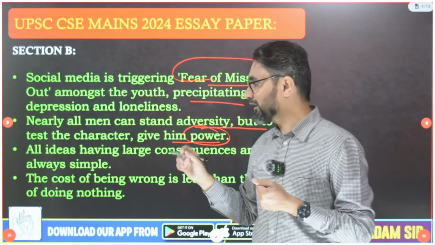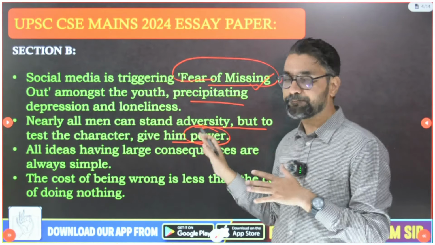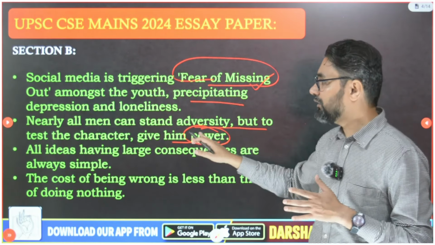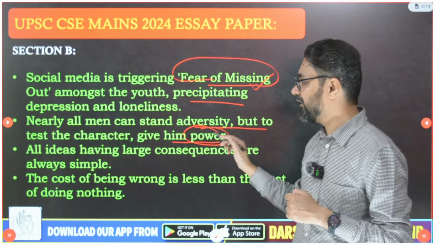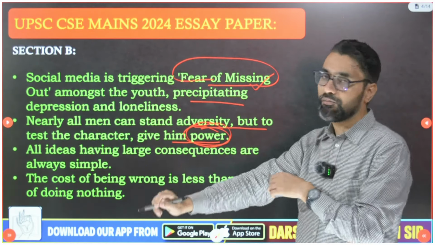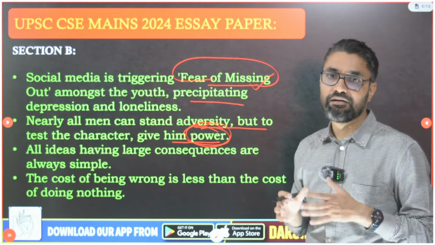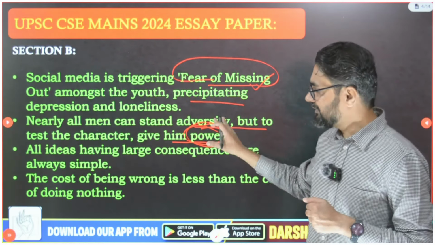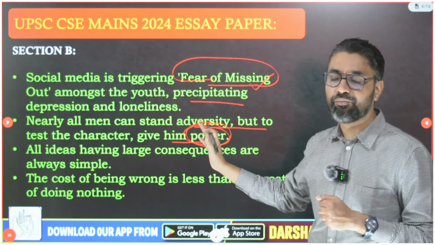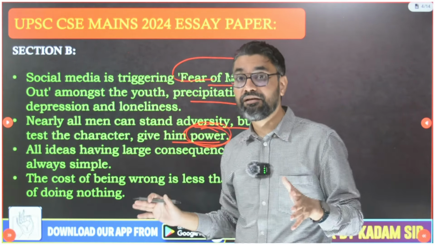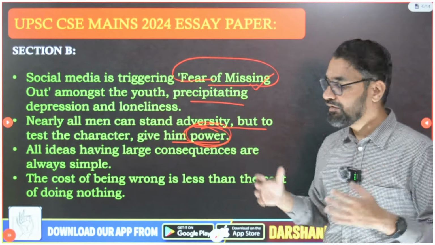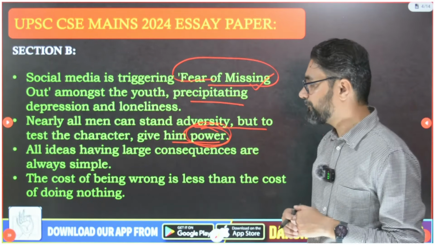And this essay, guys, was on that segment: nearly all men can withstand adversity, but the test of character is to give him power. And once you give power, what he does with that power is the ultimate test. So this essay was also quite a philosophical, reflective one. I will discuss that separately in detail, how I would write from introduction to conclusion and the main body, in separate videos.